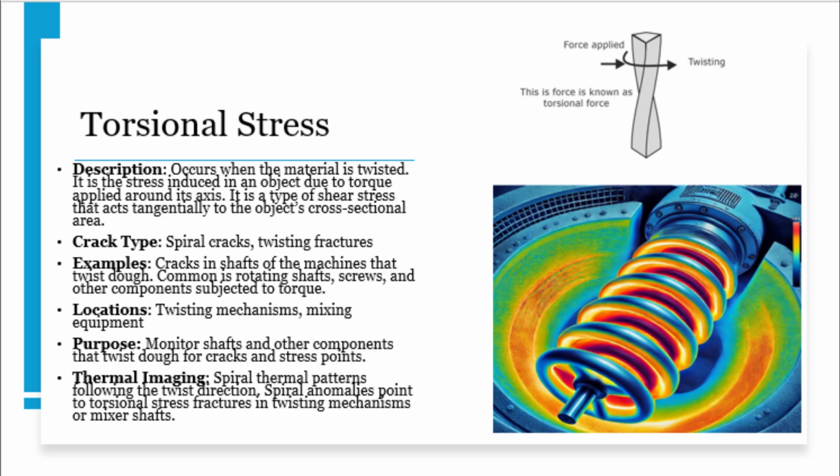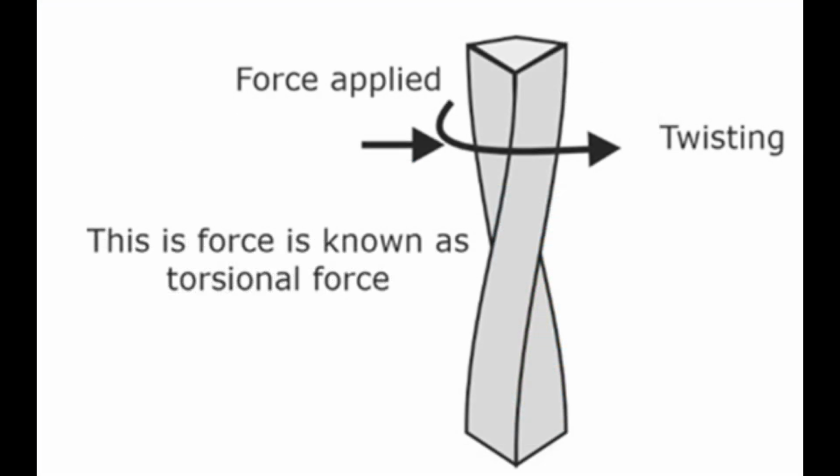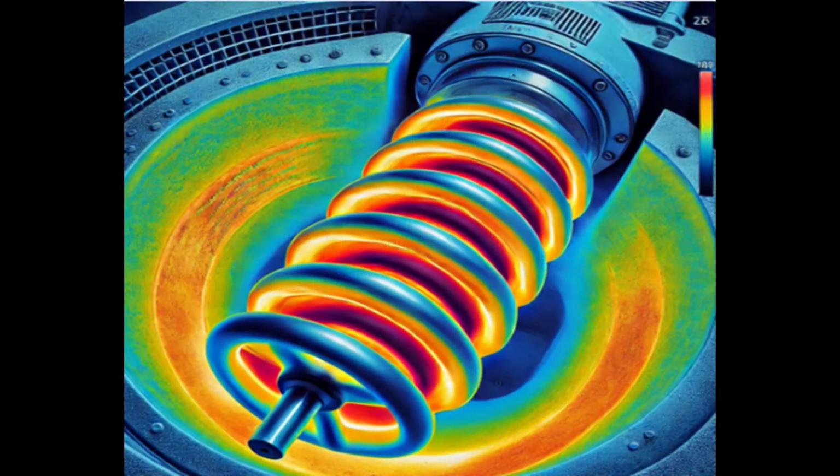Another key player is torsional stress. This is the stress that happens when you twist an object. Think of turning a doorknob or twisting a towel. That twisting action creates torsional stress. Torsional stress results in spiral cracks or twisting fractures. In thermal imaging, we'll show spiral thermal patterns following the twist direction.